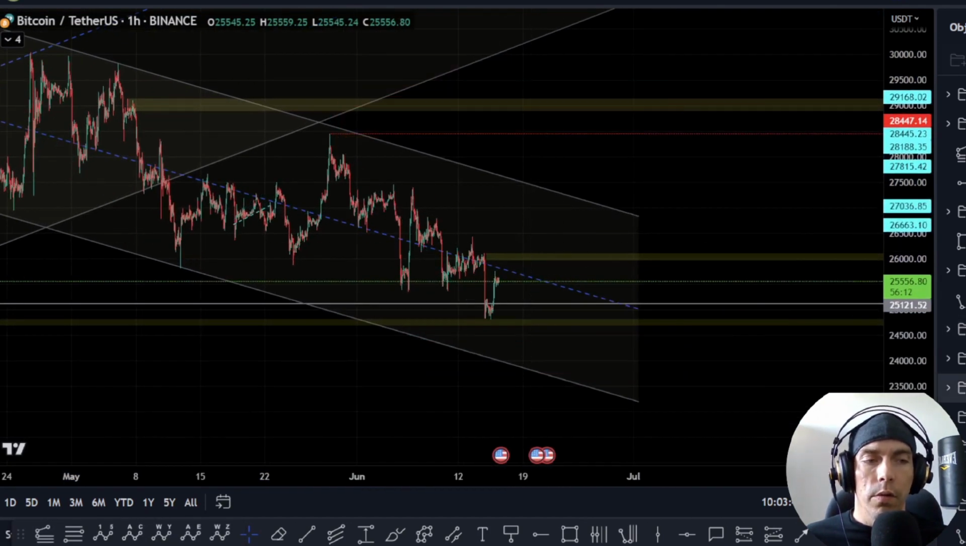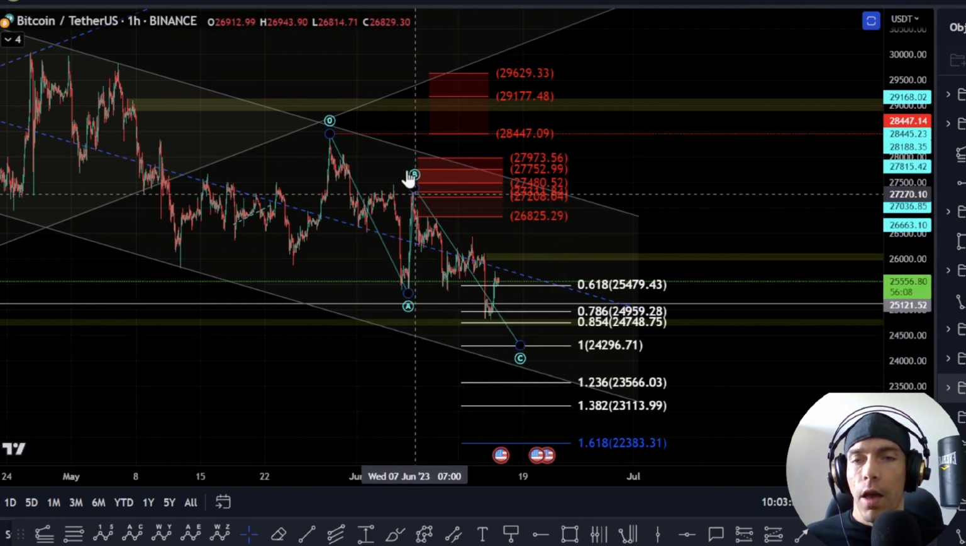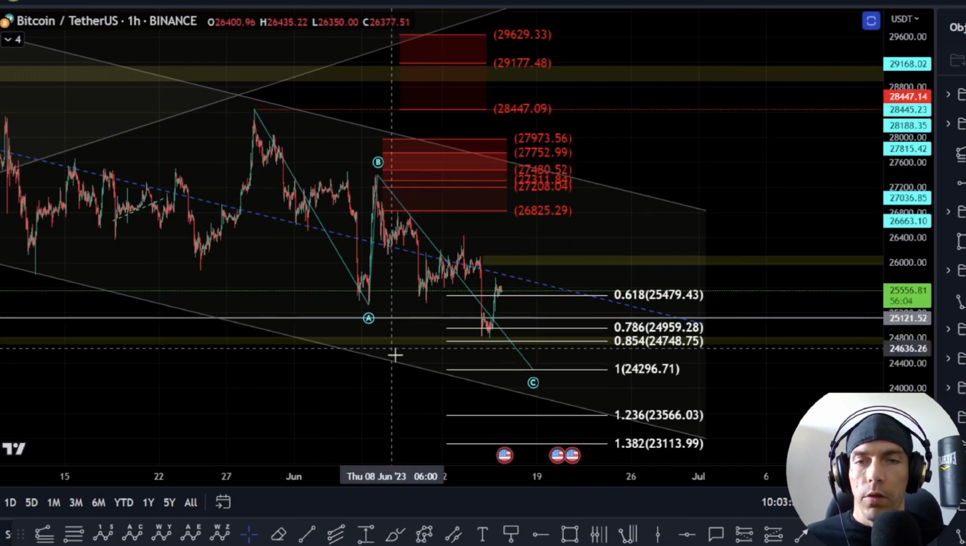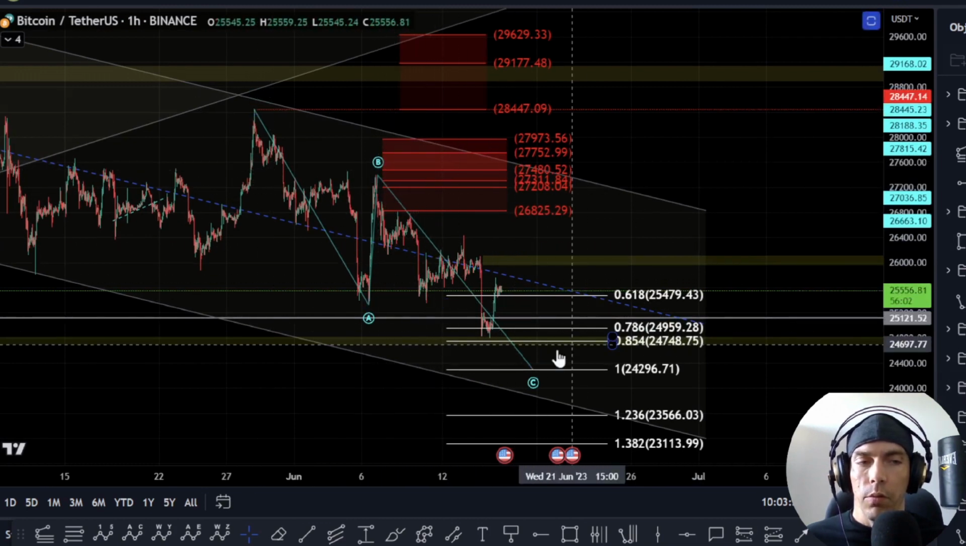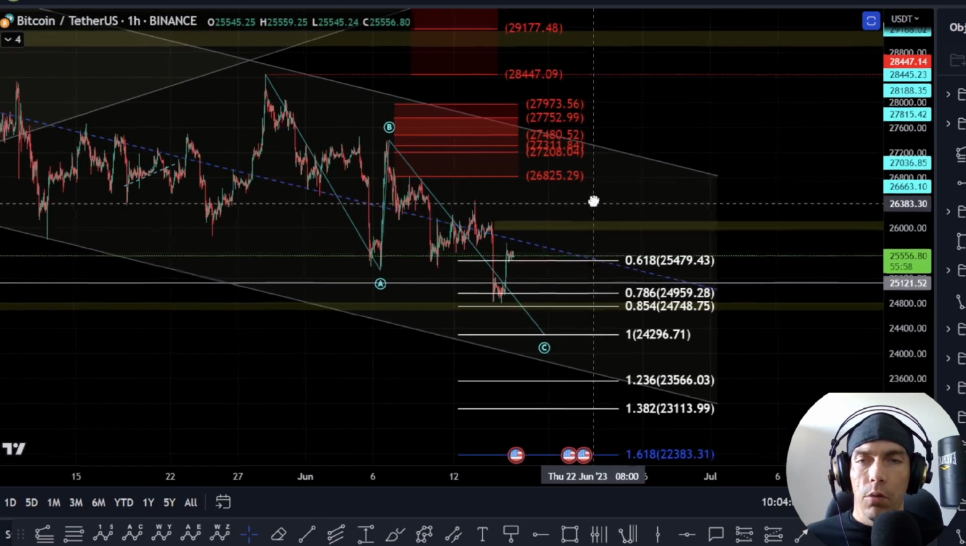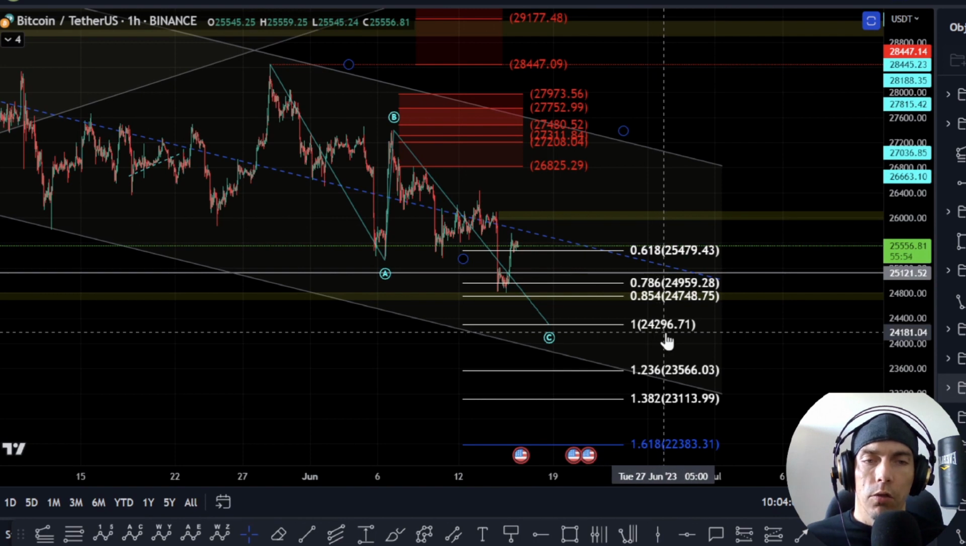Now, in the previous videos, we were talking about this possibility of an A, B, and a C. And like I was saying, at the moment, we don't have good structure within this. What I was looking for is this move to actually develop into a 5-wave structure. Now, it is possible we could still get some extensions here, and a possible target area with this would be 24,296.